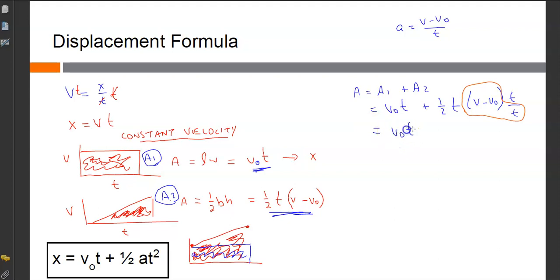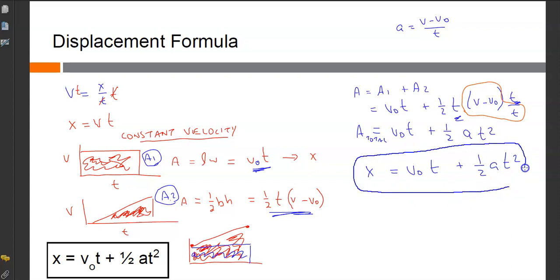And that would be v naught t. I didn't do anything to the first term. Here's a 1/2. Here's all that stuff that I circled up right there, and now I'm calling it a. And I've got a t times the second t over here, which would be t squared. So that's my total area. And we've already said that that total area represents the displacement, the distance that we travel. And so that is formula number 2.